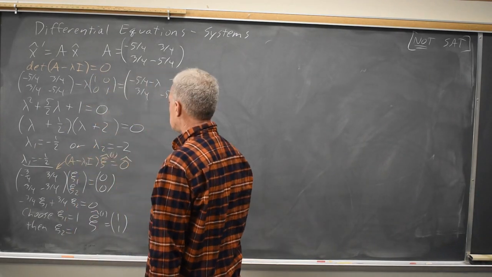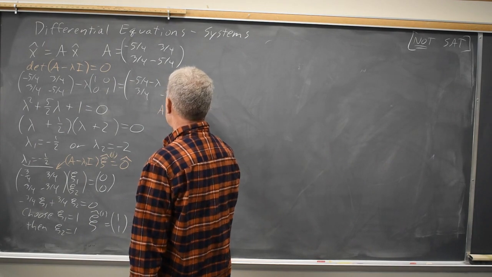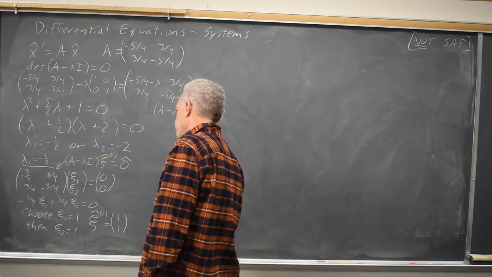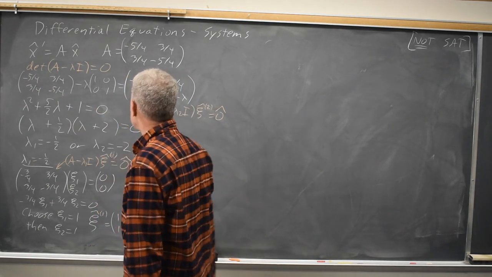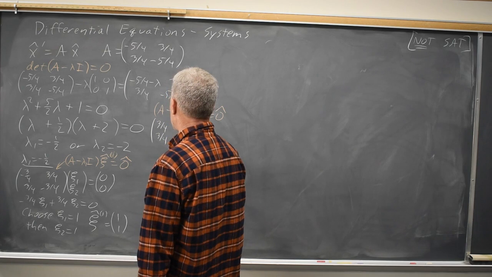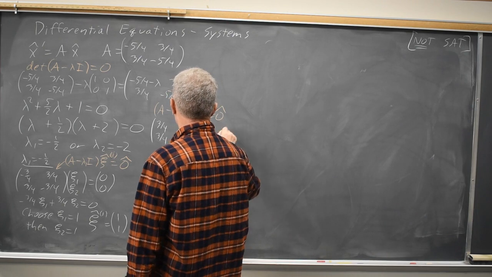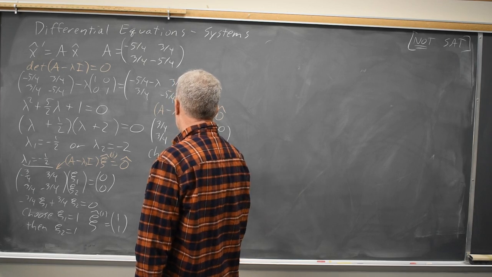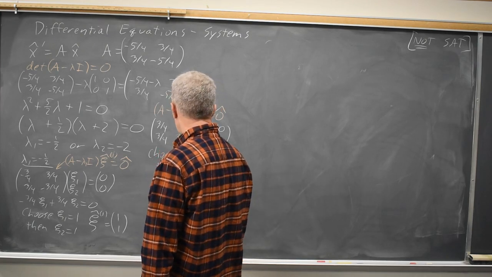If I do the same thing for A minus lambda 2 I, eigenvector 2 equals the 0 vector. For lambda 2 equals negative 2, negative 5 fourths minus negative 2 is positive 3 fourths, times C1, C2 equals the 0 vector, and if we choose C1 equal 1, then C2 equals negative 1, and our eigenvector is 1, negative 1.